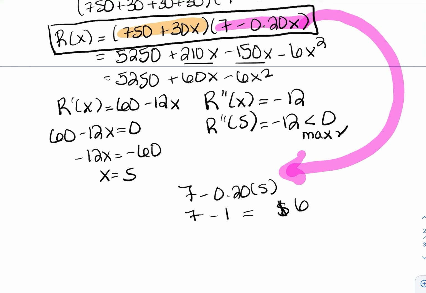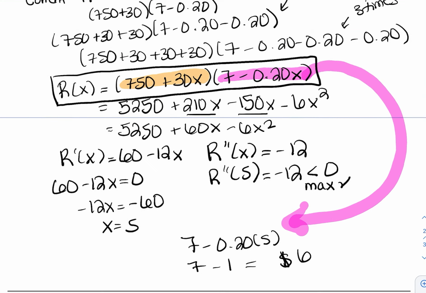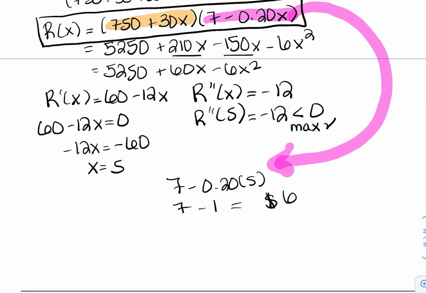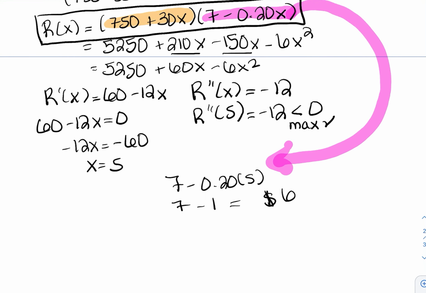So a very common thing that I see is that people just answer x equals 5, but most of the time it's not the x that you want. They're going to ask you something specific in the question. In this case, it was the price. So you are going to do 5 20 cents reductions from $7, which will make it $6.